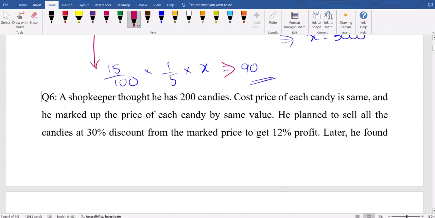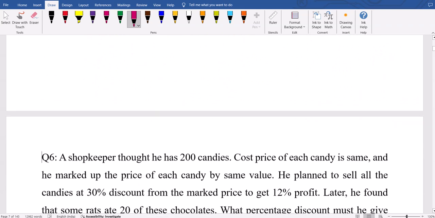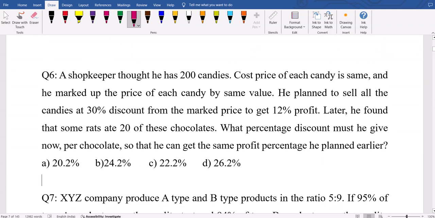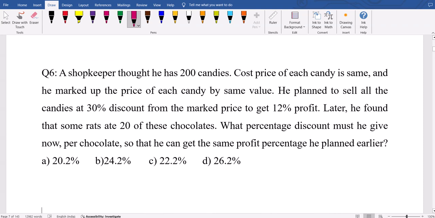Now see the next question, profit and loss. Percentages, profit and loss we are focusing on now. Then we'll go for simple interest and compound interest.